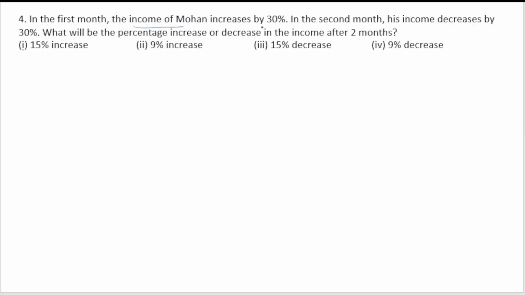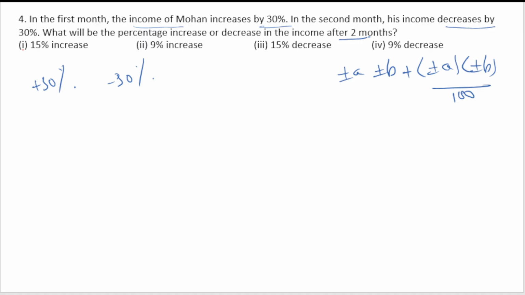In the first month, the income of Mohan increases by 30%. And in the second month, his income decreases by 30%. What will be the percentage increase or decrease in the income after 2 months? So here we can directly use the formula: plus or minus A plus or minus B plus or minus A into B divided by 100. Here A is equal to 30% and B is equal to minus 30, because here it is decreased by 30% in the second month. So we will apply these formulas here.